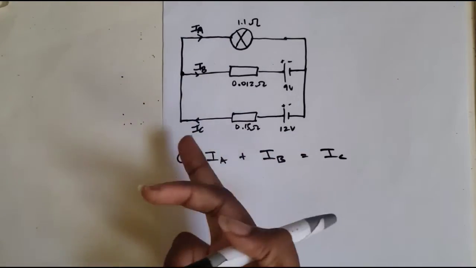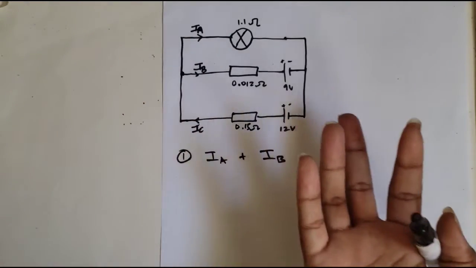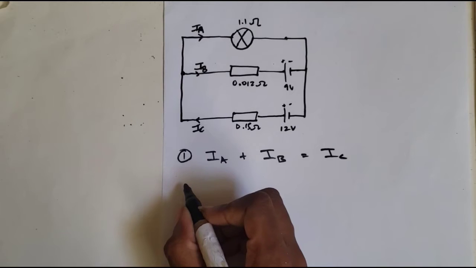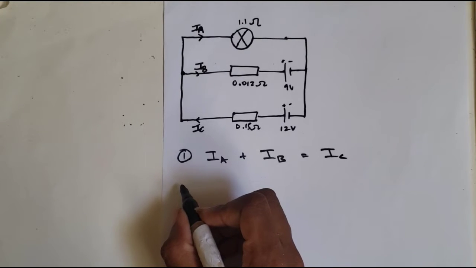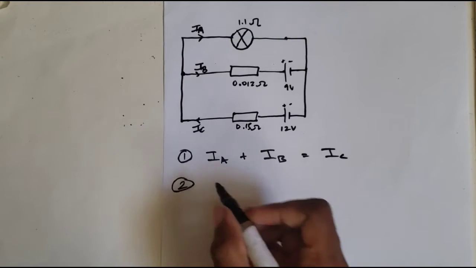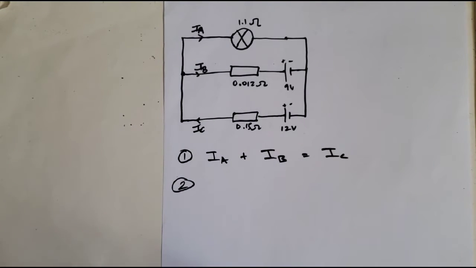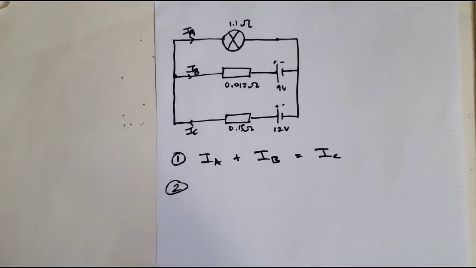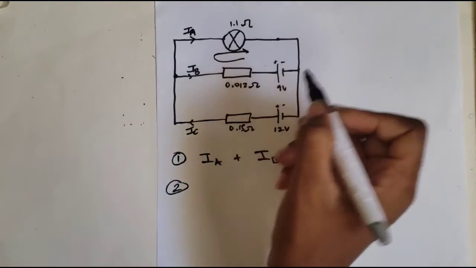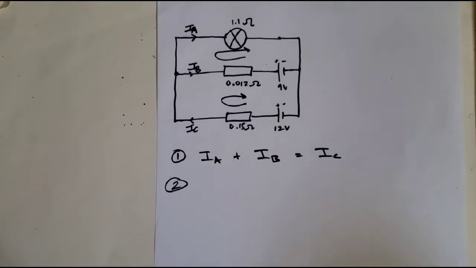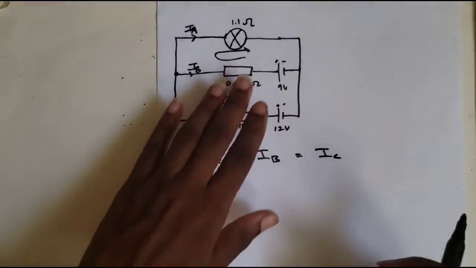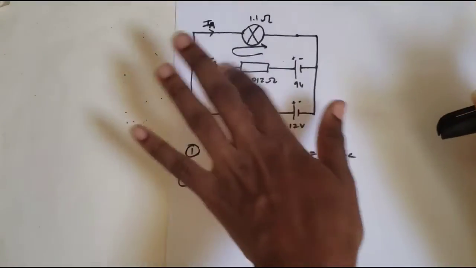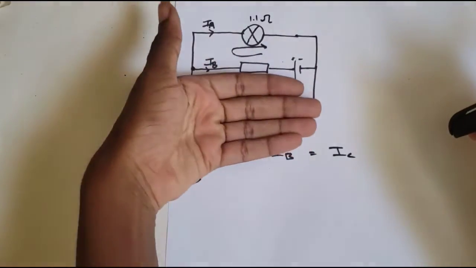So IA plus IB will give IC, right? So our second equation uses the voltage law. I'm just going to choose any direction for my loop in these circuits. So I normally just go like this, go like this. So let us look at the top one first.